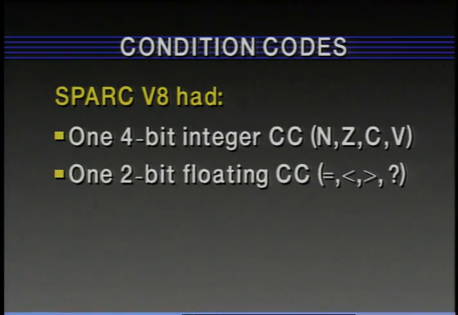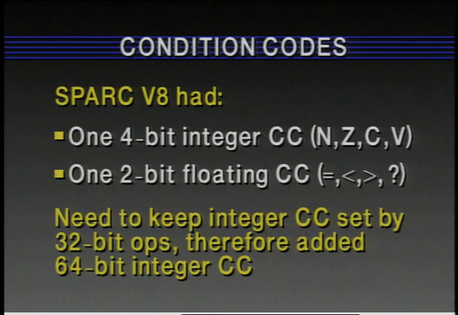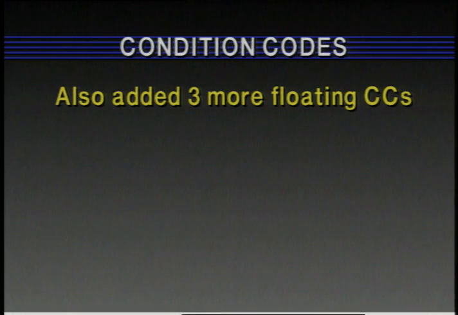We've changed the condition code structures in version 9 as well. In SPARC version 8, we had one 4-bit integer condition code register, and we had one 2-bit floating point condition code register. Now, for compatibility reasons, we had to keep the 32-bit condition code register, so what we've done is to add a 64-bit condition code register as well. When you do an integer arithmetic operation that sets the condition codes, both the 32 and the 64-bit condition codes will be set. On the floating point side, we've added 3 more floating point condition code registers.